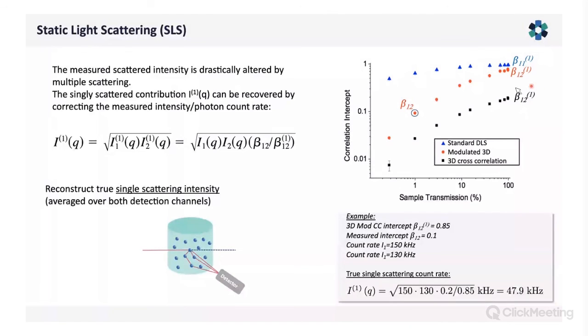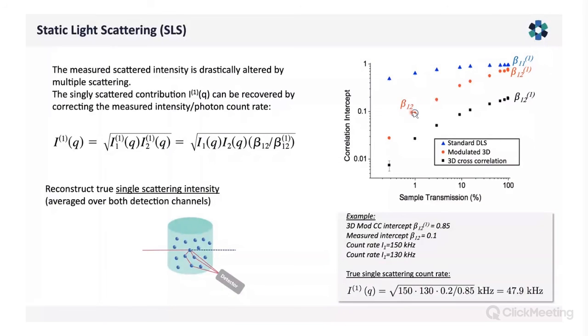And then you have the classical 3D cross correlation, where you have a signal that is about 0.2, reduced by a factor of 4 compared to the modulated 3D. Now you increase the turbidity, then you get a decrease of the intercept, because now you have a mix of single scattering and multiple scattering. The single scattering doesn't contribute to beta.